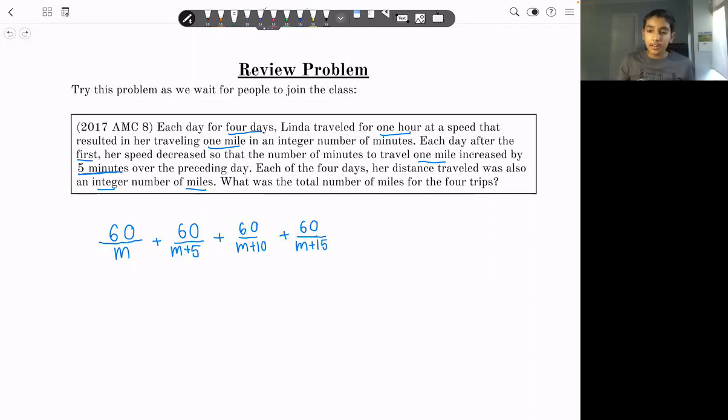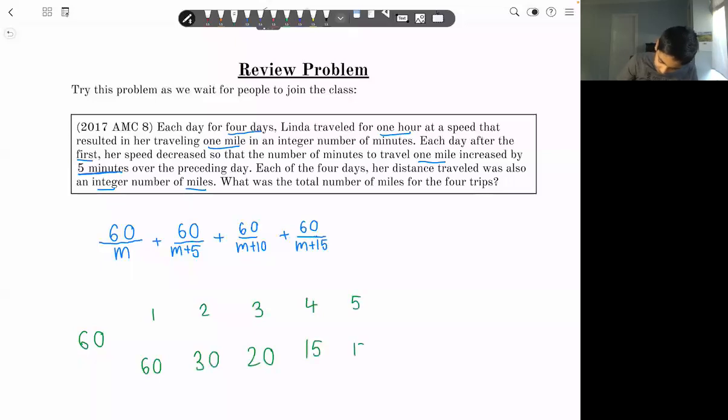So in order to do this, let's look at the factors of 60. The factors of 60 are 1 and 60, 2 and 30, 3 and 20, 4 and 15, 5 and 12, 6 and 10, and that's it. And we have to find 4 values that each have a difference of 5 between them. So we can see that the only possible values are 5, 10, 15, and 20, because these are the only values that are separated by 5 minutes.